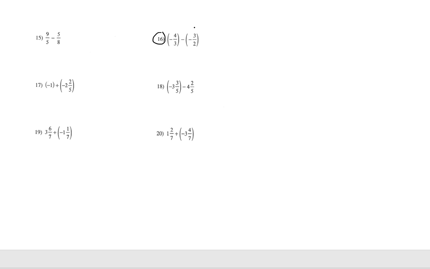Okay, let's go ahead and do number 16 as another example. 16 is a subtraction problem. Okay, so remember with subtraction problems, you keep the first one the same, and then you change the subtraction sign to addition, and then you change the sign of the next number to its opposite sign. So this would be keep this the same, change this, and change this.